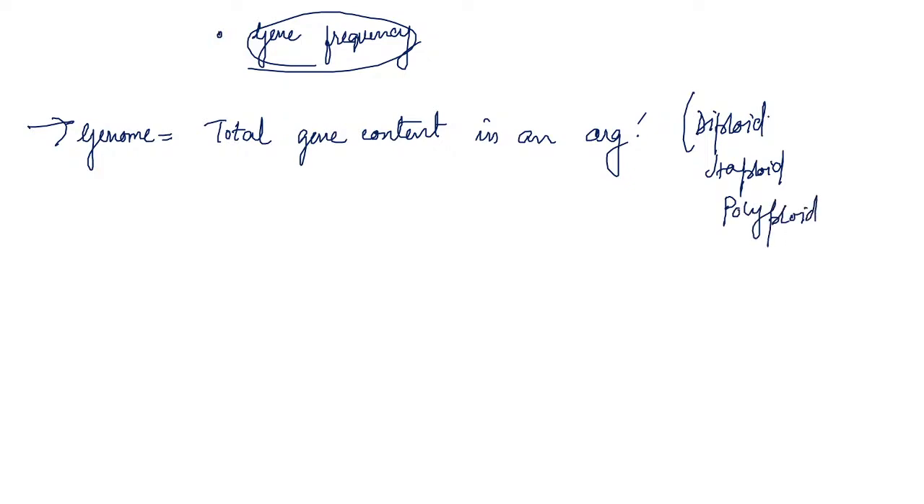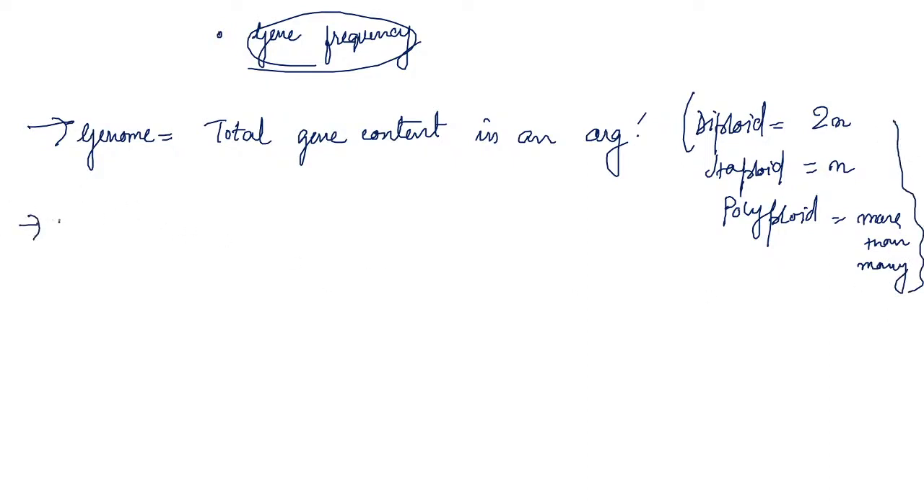Okay, so it differs about our ploidy level. That is, diploid are always 2n. So 2n is the total number of gene content. Haploid means n. Polyploid means more than that. Many ploidy, many genes. So this is known as genome.